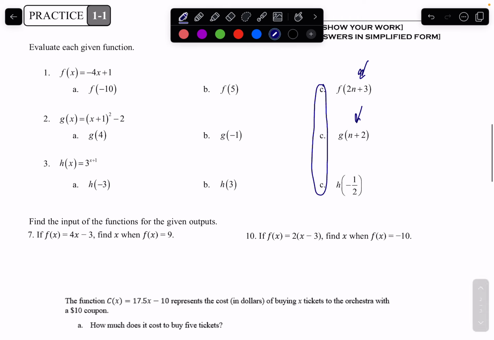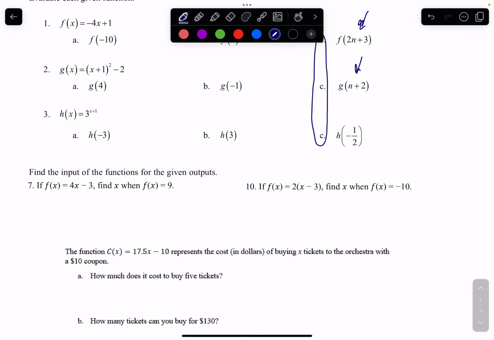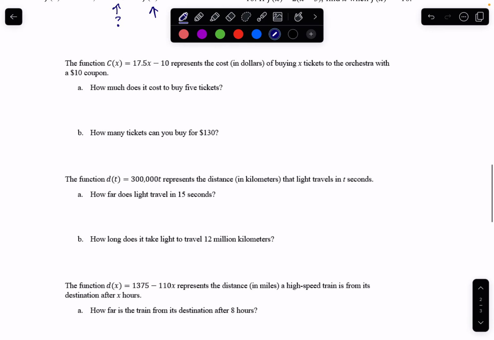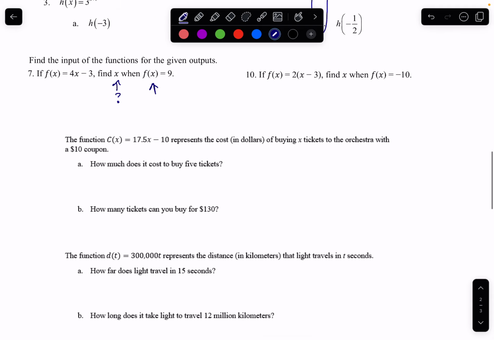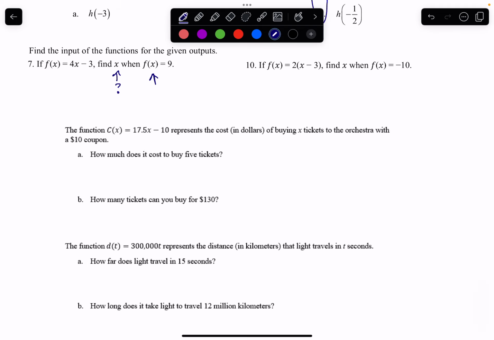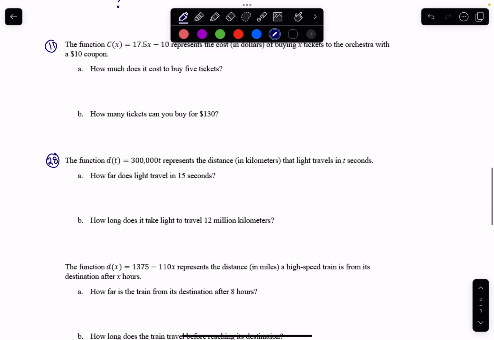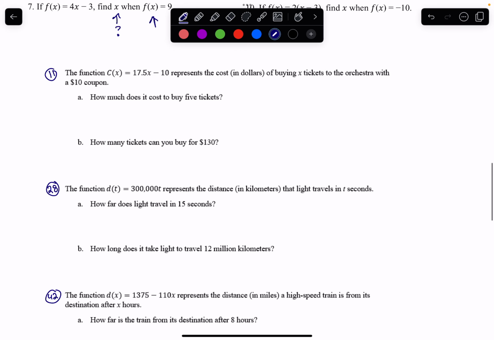Number 7 and number 10, I know those don't go in order. Don't worry about it. 7 and number 10 are problems where it gives you the final answer and it wants you to find the x, just like we did on the examples. And then the last couple of questions, I know they're not numbered. You can call them whatever you want. We can call this number 11. We can call this number 28. And we will call this number 42. Then you can tell everyone you did 42 math problems on your homework.